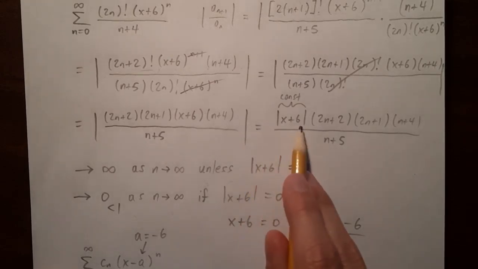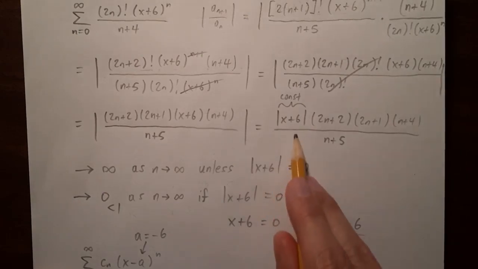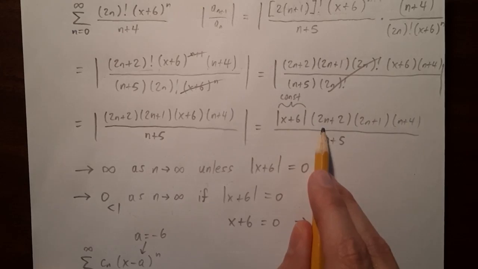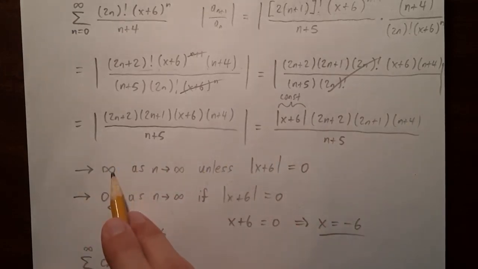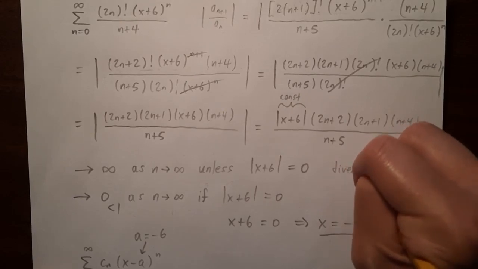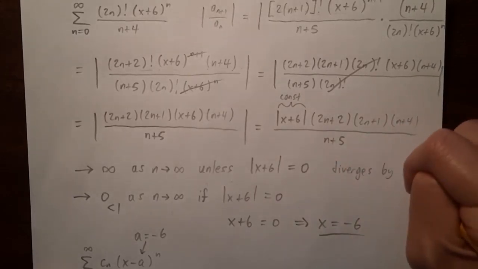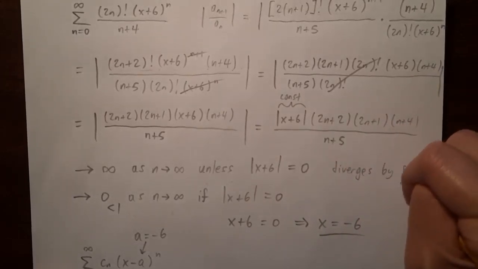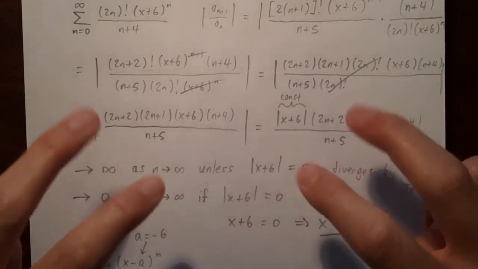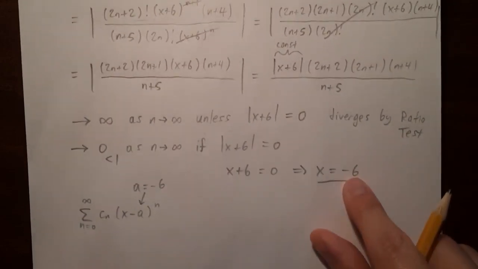X plus 6 in absolute value. If x is not -6, this is going to be some non-zero positive number, which means if you take n to infinity, the entire fraction is going to go to infinity, and so you get that it diverges by the ratio test. So what that means is our interval of convergence really consists of only one number.